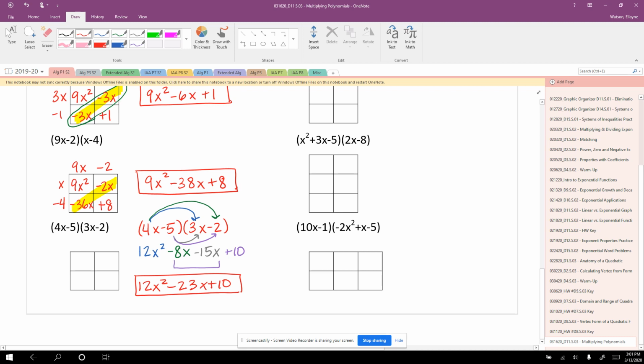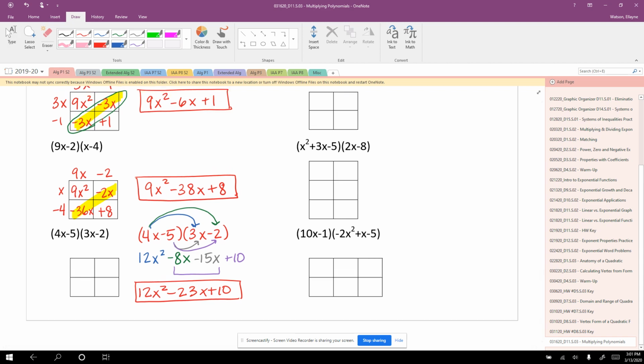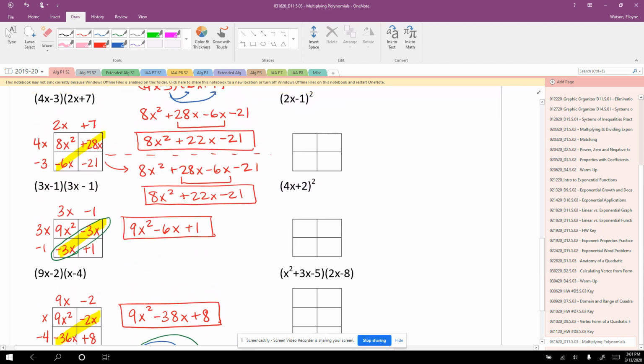So again, that's the distributive property. That's without drawing the boxes. I don't have a preferred method. I would like for you to understand both, but you don't need to show both on your homework, on an assessment, on a quiz, anything like that. Okay, let's just move on. We're going to do the top two examples here.